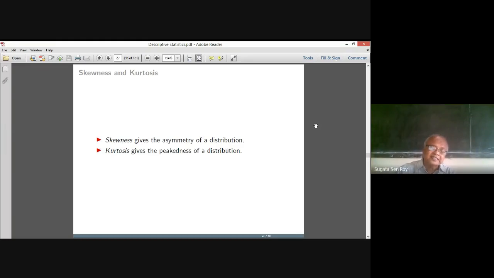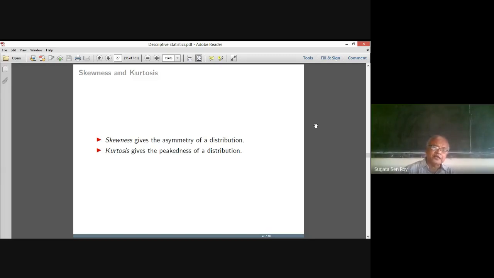Okay, we say that it's skewed. It's positively skewed in the sense that the higher values have fewer frequencies, and the lower values have more frequencies. It could even be negatively skewed the other way around, etc. So skewness gives us the asymmetry of the distribution. Kurtosis is how sharp the peak is.